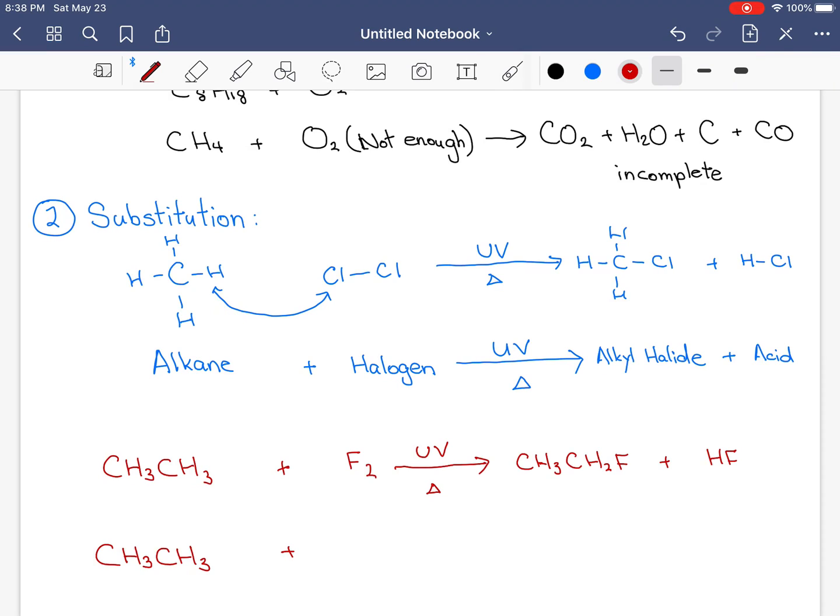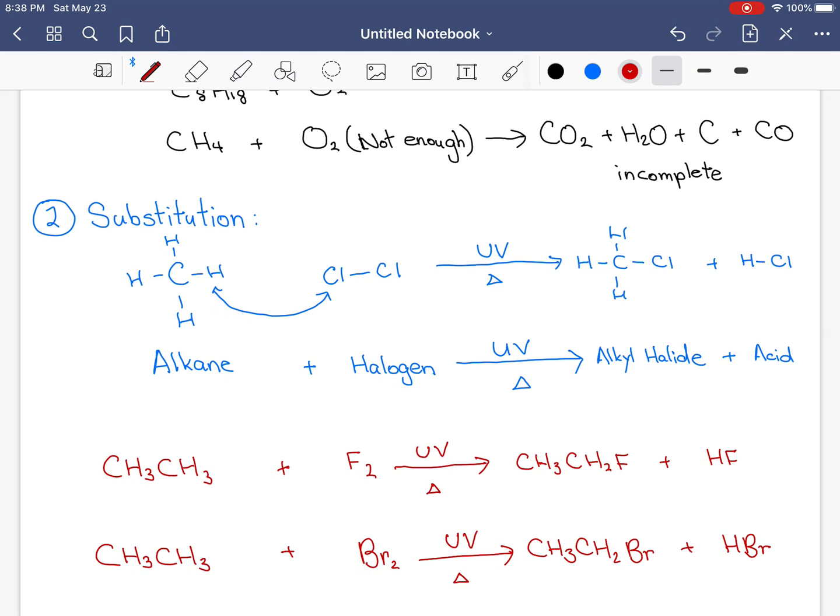So another ethane, and let's do bromine gas. Okay, so under UV, under some heat, you get this plus HBr. Okay, so that's substitution. So hopefully you understand that substitution.